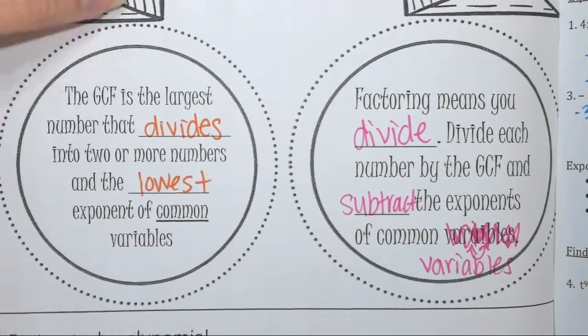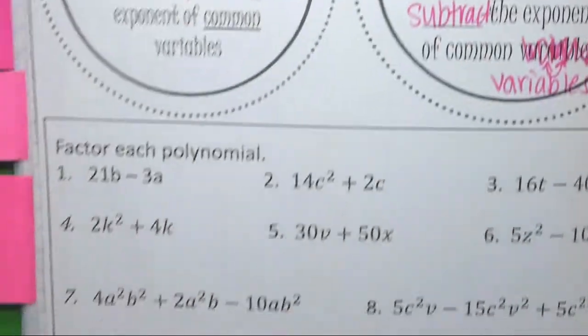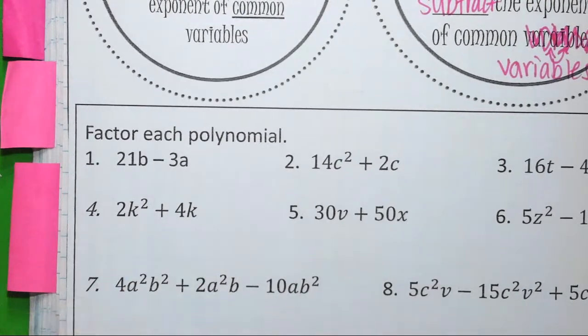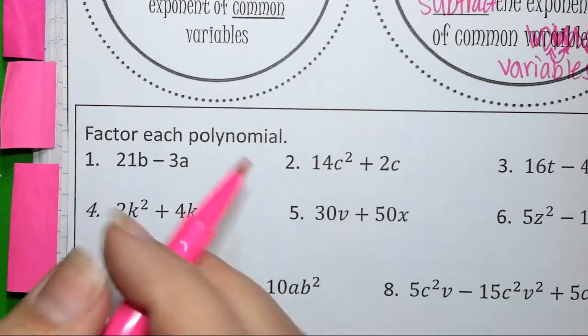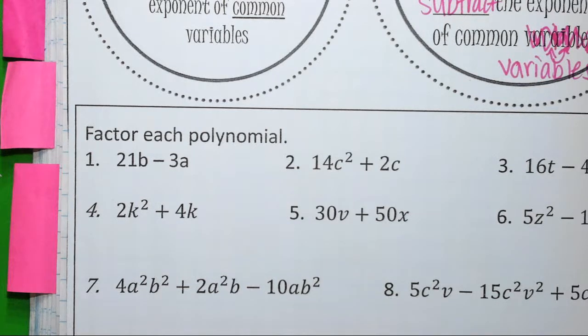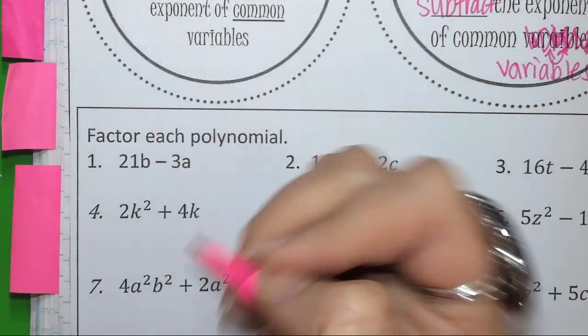Alright. Are we ready to practice? Now, we're dividing. Please keep that in mind. So let's look at number 1. What is the biggest number that goes into both 21b and 3a? 7. 7 does not divide into 3. 3. You were so confident though, kids. But 7 doesn't divide into 3.